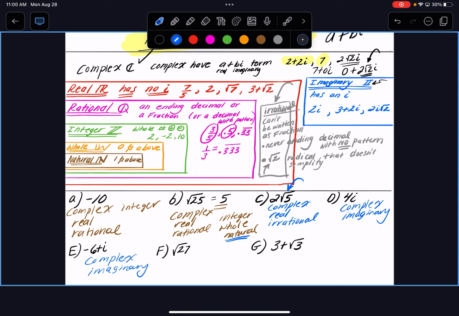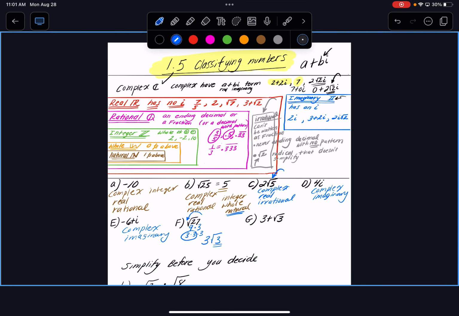All right, root 27. We first need to check, does this radical simplify? Yes, it does. We know that's 9 times 3, which is 3 times 3 times 3. We're pulling out groups of 2, so we pull out a 3 and root 3 is left underneath. But do you see the radical did simplify, but there's still a radical? So it's irrational. It's complex and real, it doesn't have an i, but it's irrational. If it still has a radical that doesn't simplify, that's considered irrational. Does that make sense? Just takes memorization.